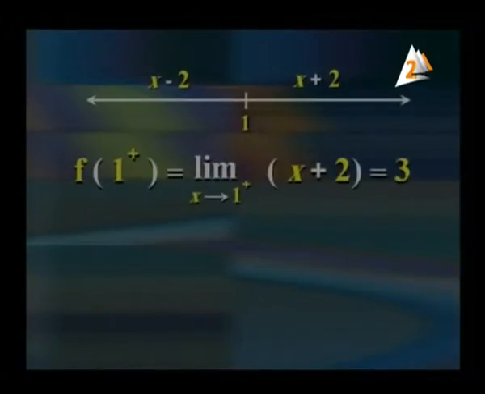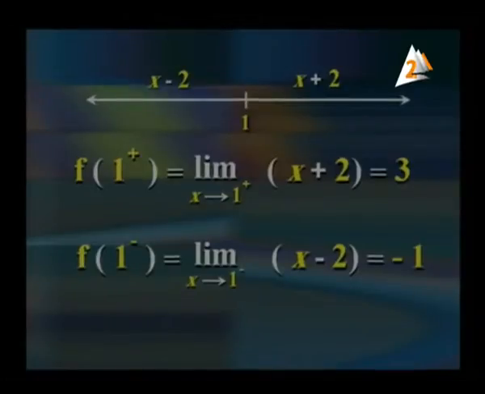Solution. Look at, dear student, the opposite graph represents the previous function. The function f of x equals x plus 2 when x is more than 1, and equals x minus 2 when x is smaller than 1. First, we find f of 1 positive. Look at the limit when x tends to 1 positive. We substitute x equals 1: 1 plus 2 equals 3.